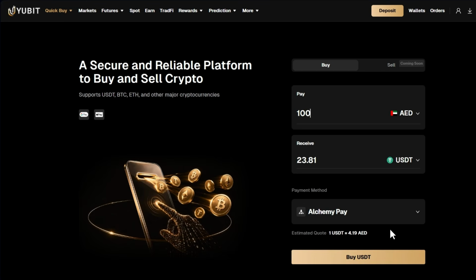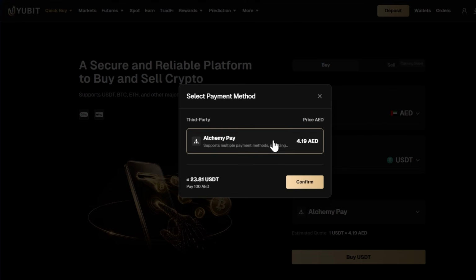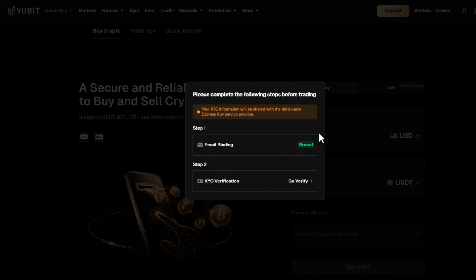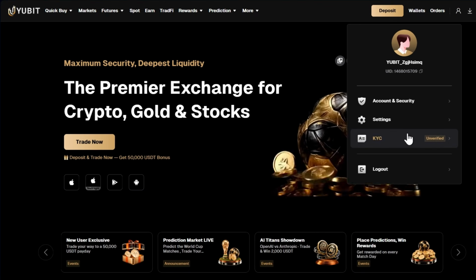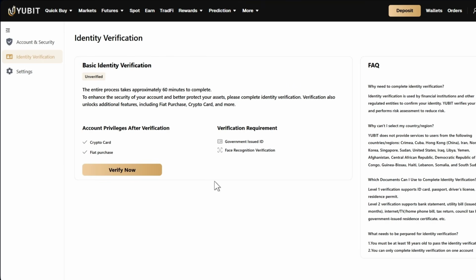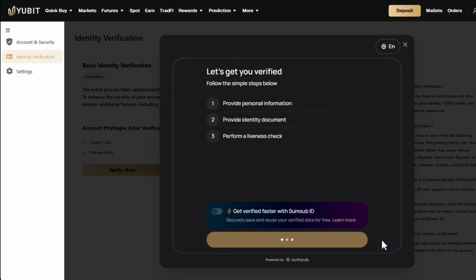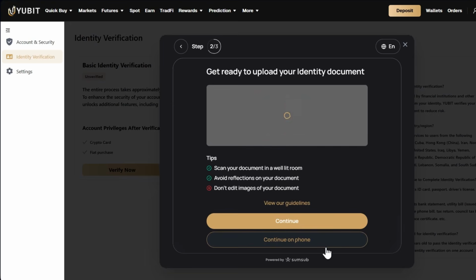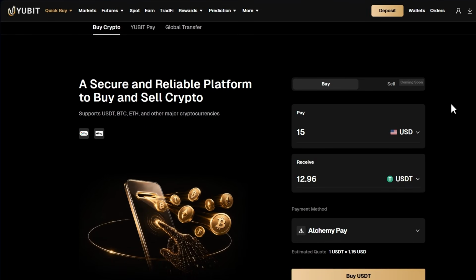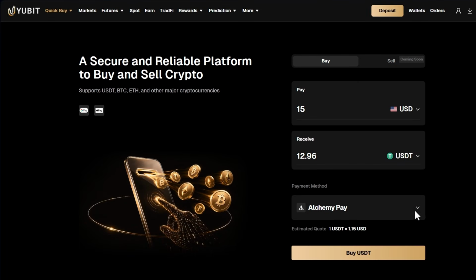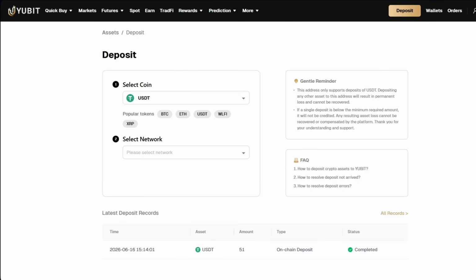If you don't have crypto yet and want to buy directly on Ubit, that's also possible. But for this, you will need to complete KYC first. Go to your profile icon on the home page and click KYC. Click Verify Now. Provide your email, your personal information, your verification documents, and a selfie. Once that's approved, you can use the Quick Buy option on Ubit to purchase crypto directly with fiat currency using a credit or debit card. If you already have crypto on another exchange or wallet, you can skip KYC entirely and just deposit directly, which is the faster option for most people.